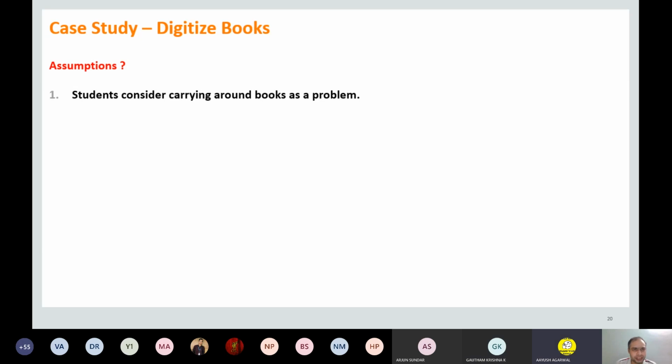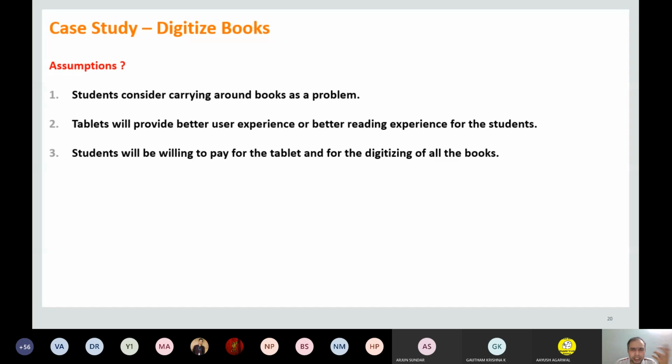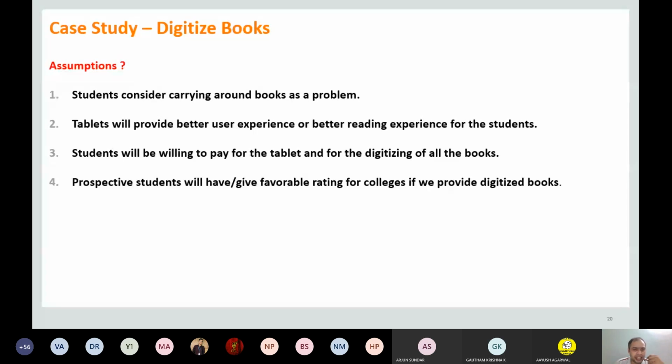Okay, so let me come to this case study, five minutes at least. The students consider carrying books difficult. We assume that the one who proposed the solution thinks that the students are finding it difficult to carry the books. And if we give the tablets, it will provide a very good reading experience for the students, and the students will be willing to pay for the tablet. They also assume that if we make this college tech savvy, a lot of students will give you a favorable rating, and they will be willing to join the university.